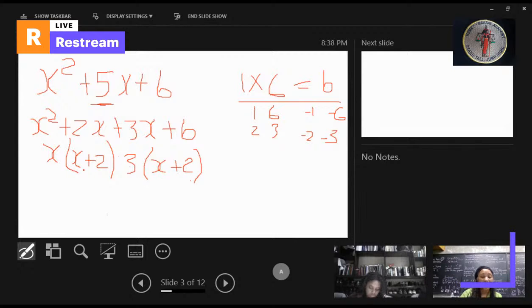At this point, you should check and ensure that you have the same factor. So x plus 2 is a common factor here. So we pull that out, and the x and 3 are left when we factor out x plus 2. So these are our two factors now, x plus 2 and x plus 3.